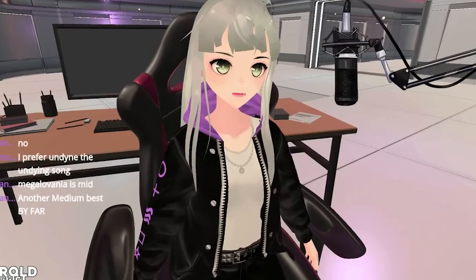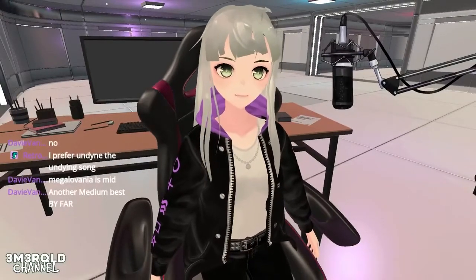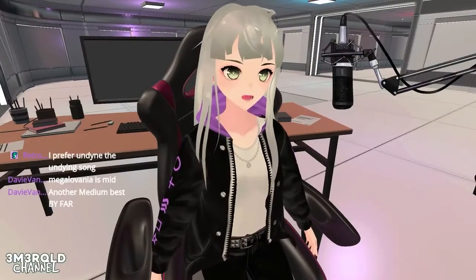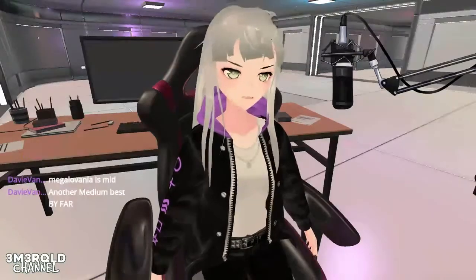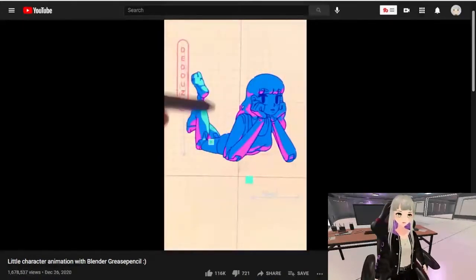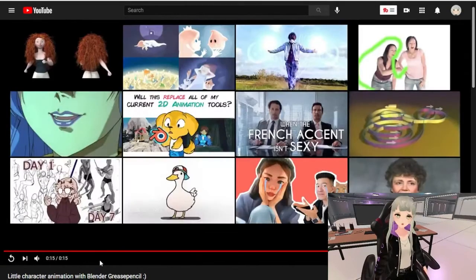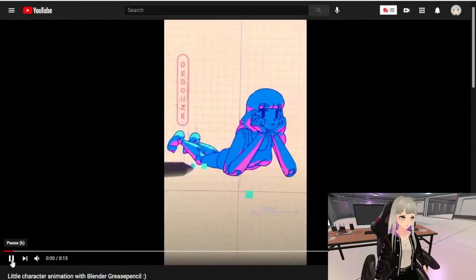Little character pencil with blender grease pencil! Blender grease pencil is one of the coolest things on earth. Blender grease pencil is so cool. Yeah. There's so many things you can do with blender grease pencil. I can't wait to see what people come up with in the future. Whoa, wait. Wait. Did they actually rig that? Did they? They rigged it?